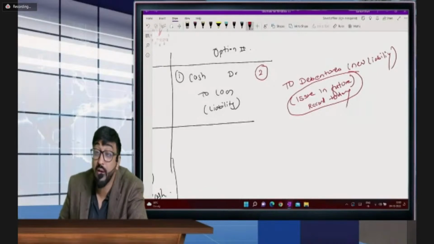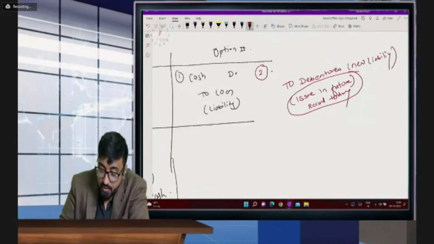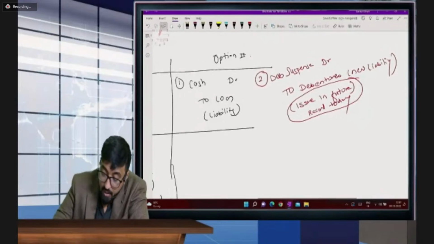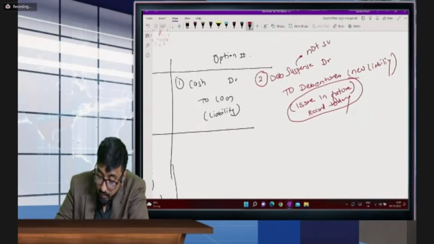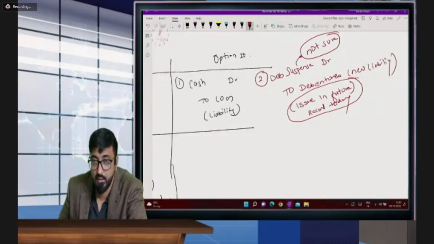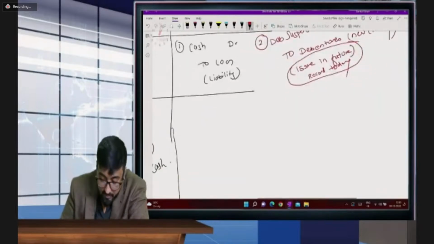So debentures को credit किया. So debit किसको देना है? Debenture suspense account debit. So suspense. Yes. This debenture suspense. Why? Because not sure about repayment. Repay होगा या नहीं होगा? We are not sure. And if we are not sure, debit debenture suspense.